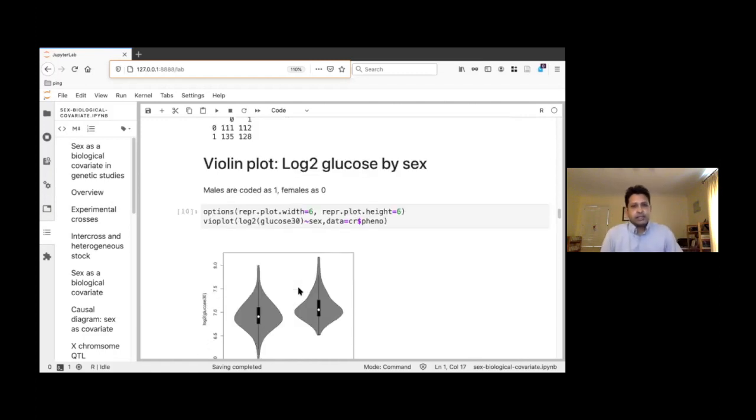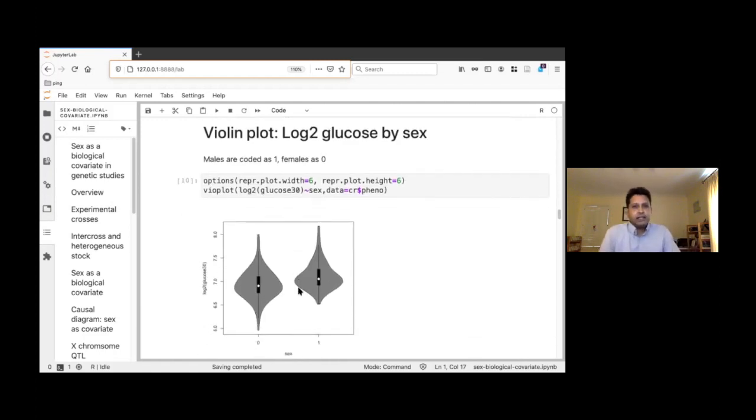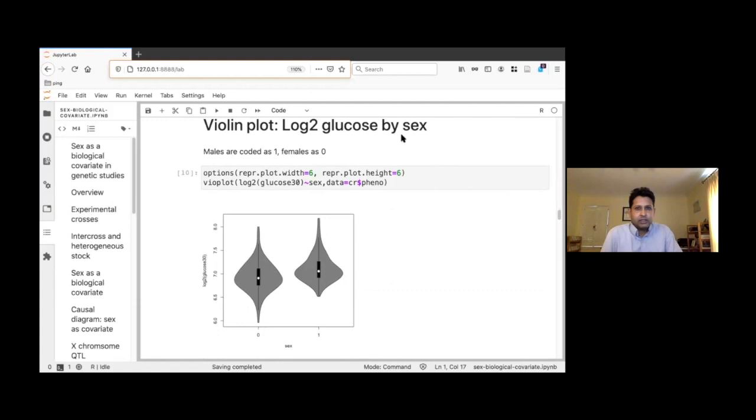So here is a violin plot of log2 glucose by sex, and you can clearly see, here males are coded as 1, females as 0. So there's a very obvious relationship between sex and the trait. In particular, the males have a higher glucose level.